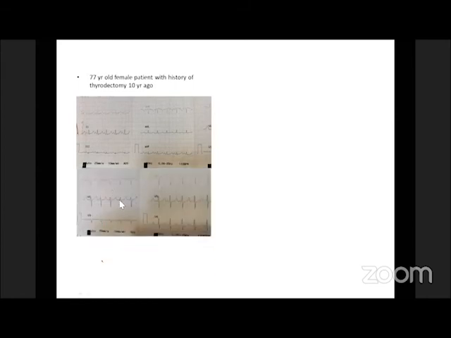A 77-year-old female patient with history of thyroidectomy 10 years ago presented with this ECG. Usually, in this ECG, there is long QT syndrome. You know, during thyroidectomy, sometimes the parathyroid hormone will be removed, so the patient will develop hypocalcemia. And in the ECG, there is long QT secondary to hypocalcemia.